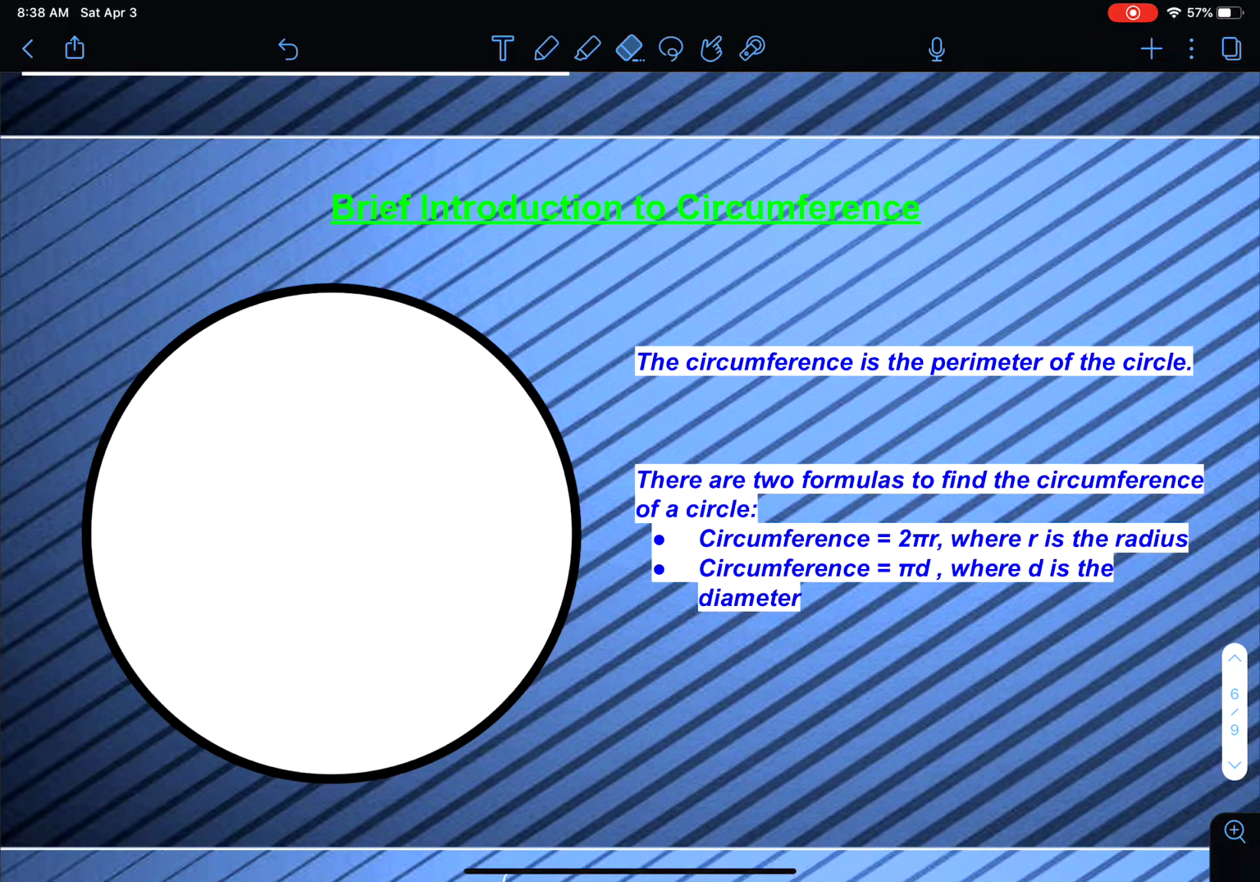Okay? Or 2 times the radius, if that's what you prefer.